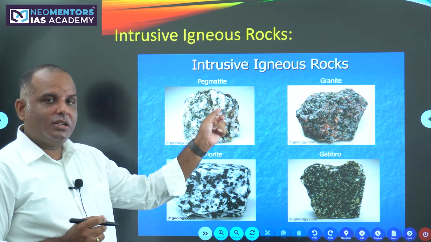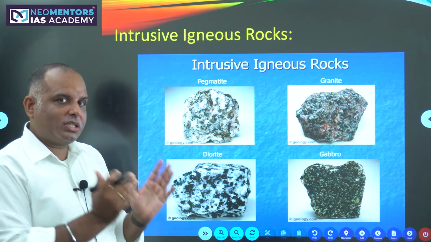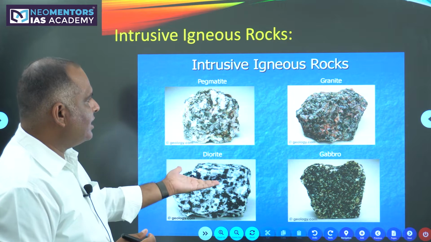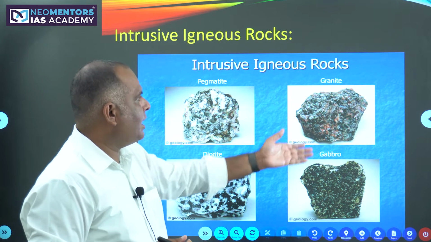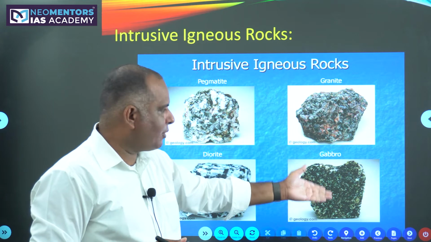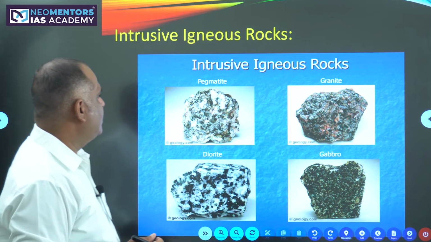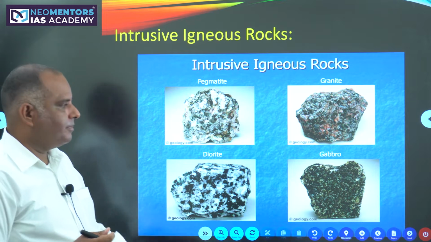Intrusive igneous rock, we said they will have coarser grains. If you look at the images itself, you can understand that there are coarser grains in this, right. Examples are granite, gabbro, right, diorite.